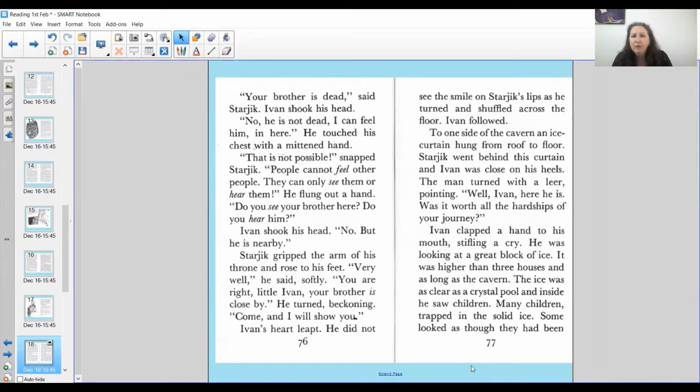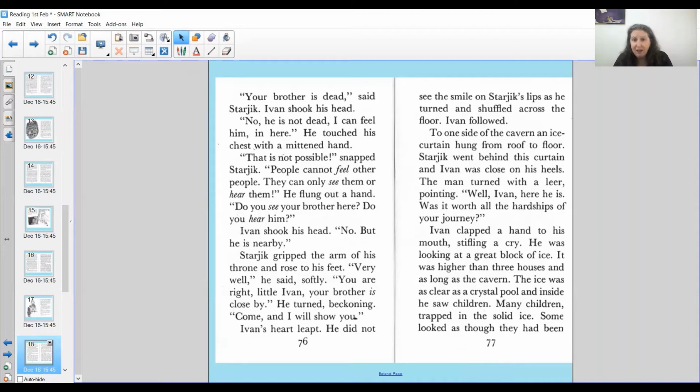Ivan followed. To one side of the cavern, an ice curtain hung from the roof to the floor. Starjik was behind this curtain, and Ivan was close on his heels. The man turned with a leer, pointing. "Well, Ivan, here he is. Was it worth all the hardships of your journey?" Ivan clapped a hand to his mouth, stifling a cry. He was looking at a great block of ice.